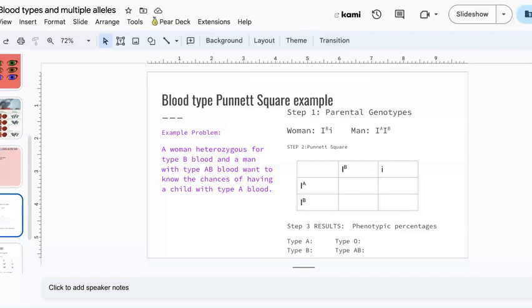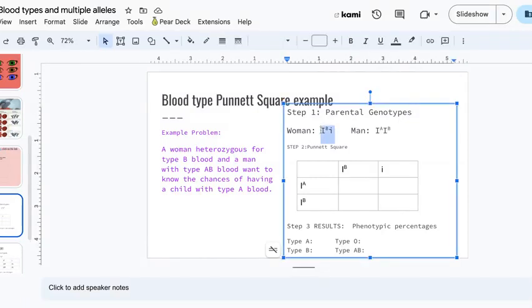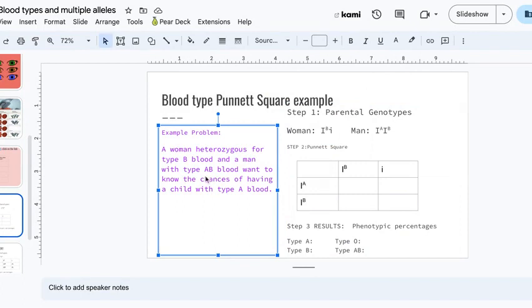A woman is heterozygous for type B blood. So we're going to stop there. If she's hetero, she has one allele each. Okay, so her genotype is IB little i. Okay. The man, he has type AB blood.